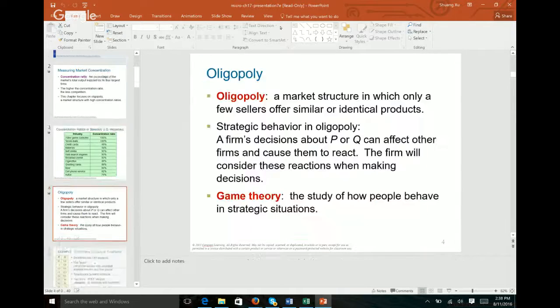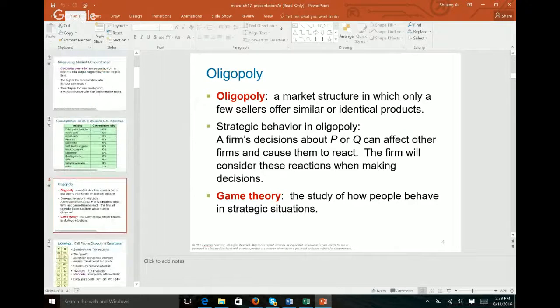Now, oligopoly. Oligopoly is a market structure where you have not one, not many, but a few sellers. Like 3, 4, 5, 7 different sellers that sell either similar or the same product. And the idea behind oligopoly is that because you have so few competitors, the action of one company will have a very big impact on the actions of other companies as well.